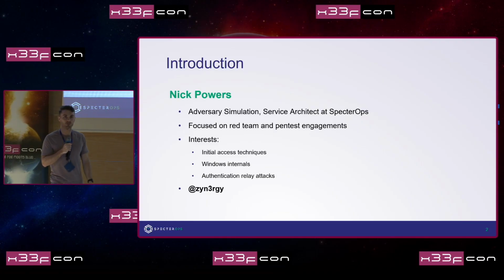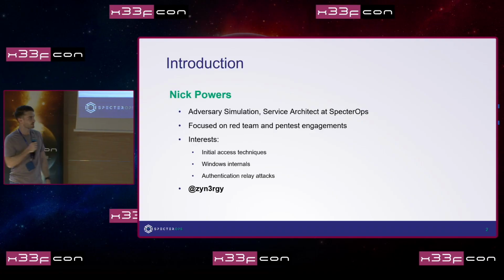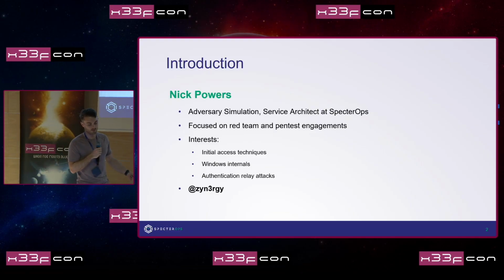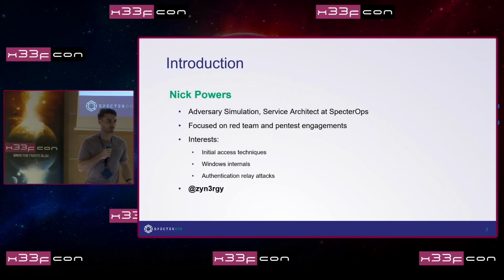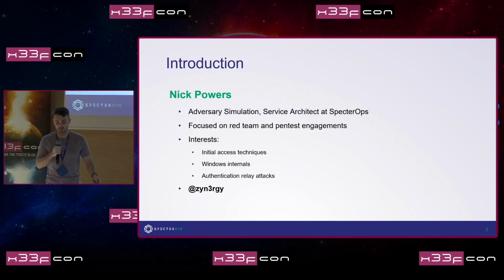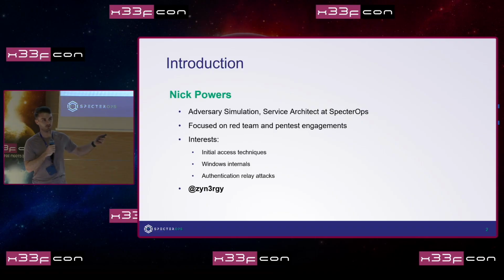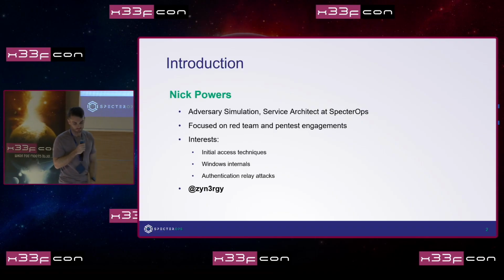Most of my career has been focused primarily on offensive security, so pen tests and red teams, more so red teams at SpecterOps. Some of my personal work-related interests include initial access techniques, some Windows internals, as well as things relevant to targeted authentication relay attacks. My handle on Twitter, BloodHound Slack, and most other social media is Zenergy.